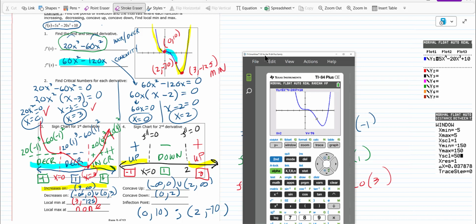Does that make any sense? Okay, it's a little harder to see the negative. This part right here is pretty easy to see. That tangent line gets bigger and bigger and bigger. That's what concave up is.